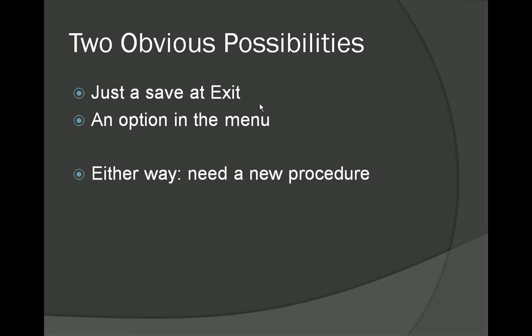Either way, we need to create a new procedure, and actually that's what I'm going to look at in this particular pest. I'll do a separate video to look at adding an option in the menu. So we're going to look at just saving as text, because that's the really easy way of doing it. And then I'll look at all the changes we need to make if we're going to add a new menu item afterwards.